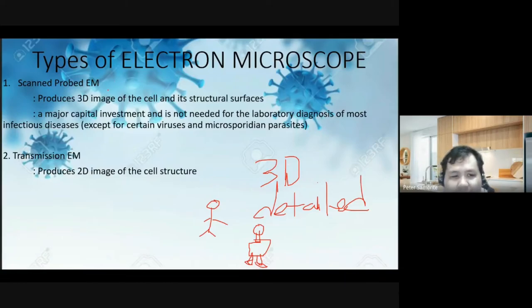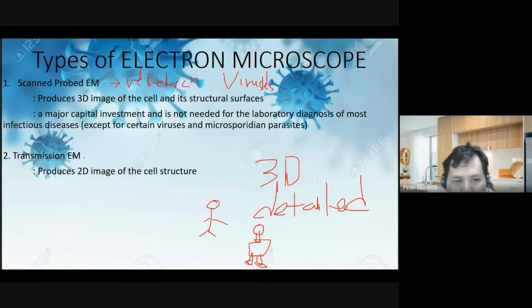More visible, more detailed. Now, the problem, class, with EM is that it is a major capital investment. It is very expensive. It costs millions. And aside from that, class, it is not needed for common, and I repeat, common laboratory diagnosis. This is more used in research. And one of those research areas involving your EM would be viruses. So if you're asked what type of microscope is best in visualizing viruses, it would be your electron microscope.